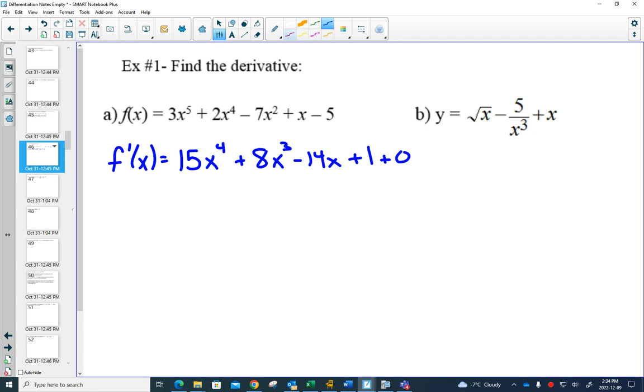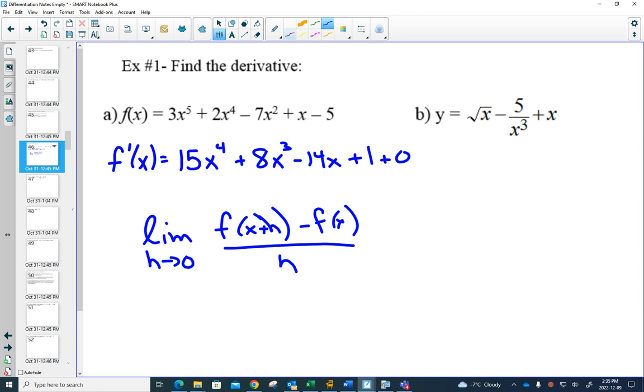Okay? Put this into perspective. Here's our definition of our derivative. Can you imagine plugging in x plus h for every x, expanding completely? How long that would take with the definition? That would take a very long time. And look how quick we were able to do it.